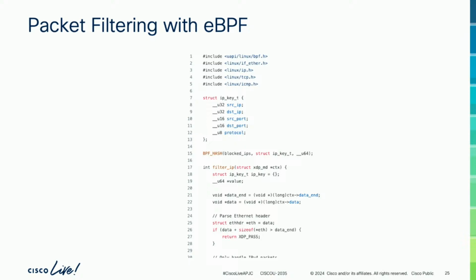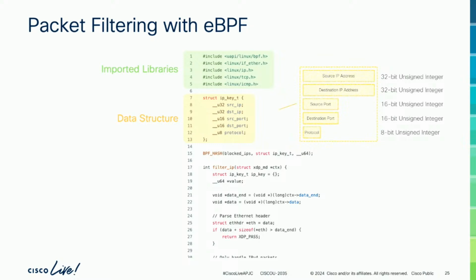This is a bit of the C that's running the eBPF program here. A couple of pieces of it. This is where we're importing the C libraries that are necessary to read in information, such as the IP, TCP, ICMP connections. And here's where we create our data structure as well. So you can see the source IP, destination IP, the ports, and the protocols there. Those are all being stored as integers for us to put into our eBPF map.